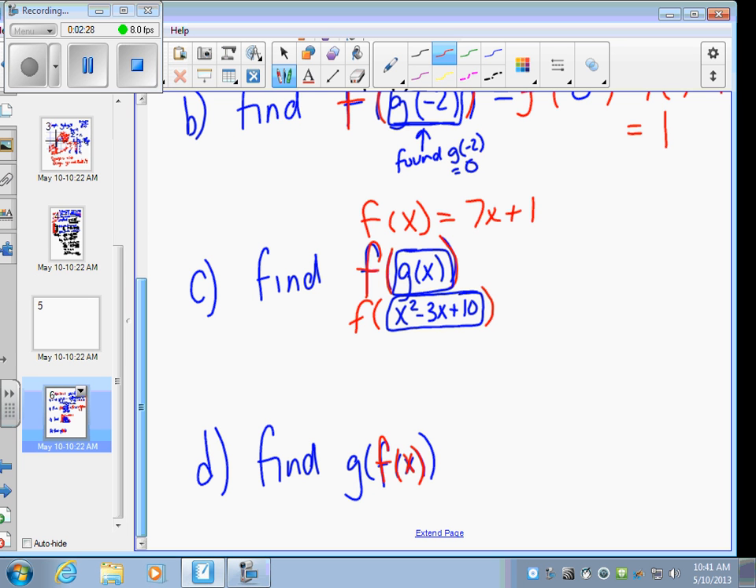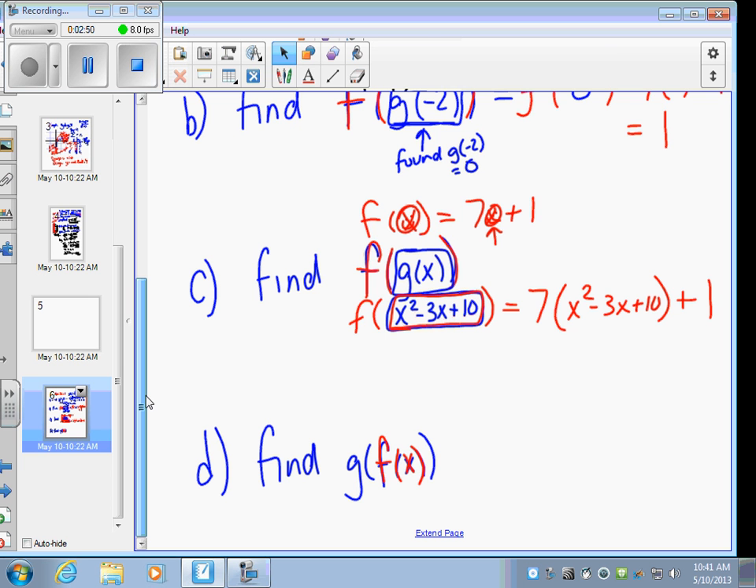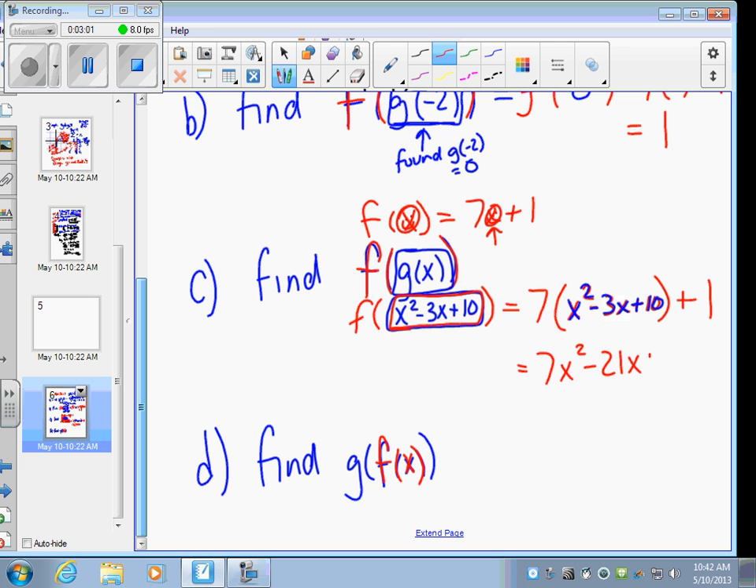But now, and you know, if you don't want to think about that as being x, think of it as being smiley face or something. Now I'm going to take x squared minus 3x plus 10, and I'm plugging it in for wherever I see that variable in the f function. So 7 times x squared minus 3x plus 10 plus 1. So again, this came from the g of x. Okay, and then you can simplify that if you want to. It doesn't really matter to me because the big part of this is that you understand composite functions.